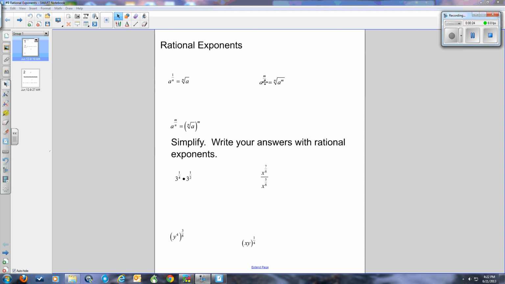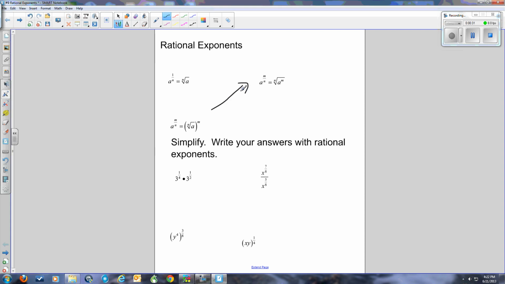A to the m over n is equal to the nth root of a to the m. Or you could also write it this other way. Either one of these is interchangeable. A to the m over n is equal to the nth root of a, all raised to the mth power.